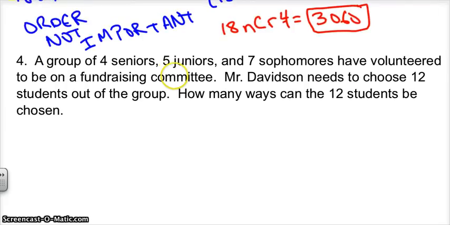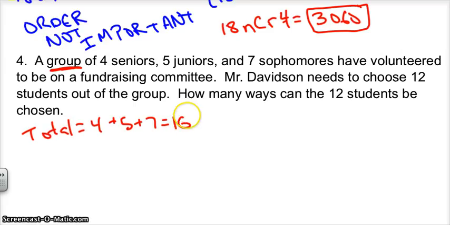Now with number 4, we have a group of 4 seniors, 5 juniors, and 7 sophomores who have volunteered to be on a fundraising committee. Mr. Davidson needs to choose 12 students out of the group. How many ways can the 12 students be chosen? Well, how many total do we have? Again, we have to find the total. Just going 12 and picking here doesn't help us. So the total is 4 plus 5 plus 7, which is 16. And we are choosing 12.